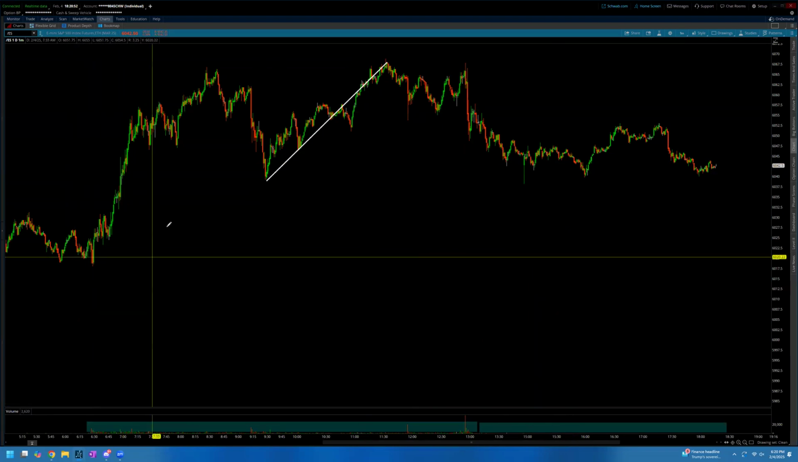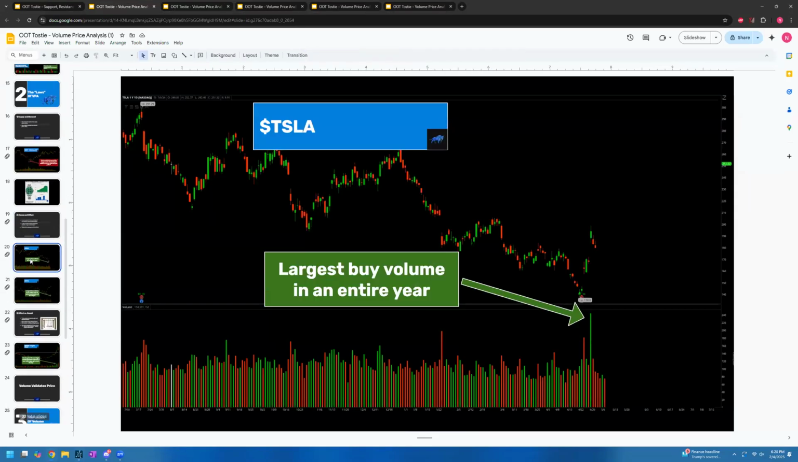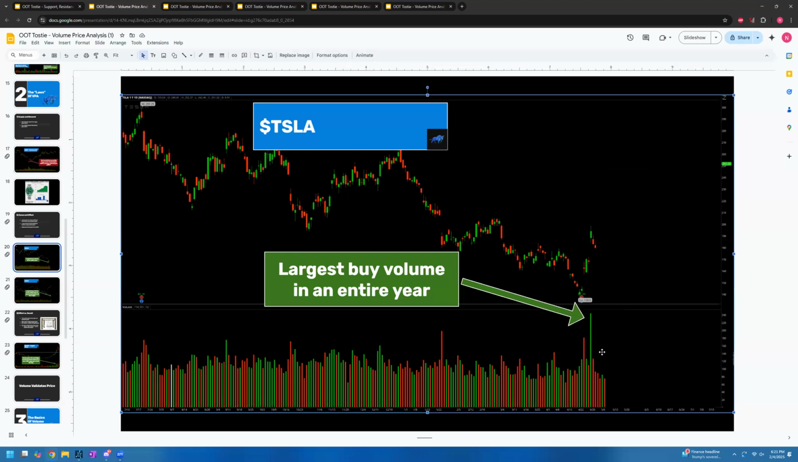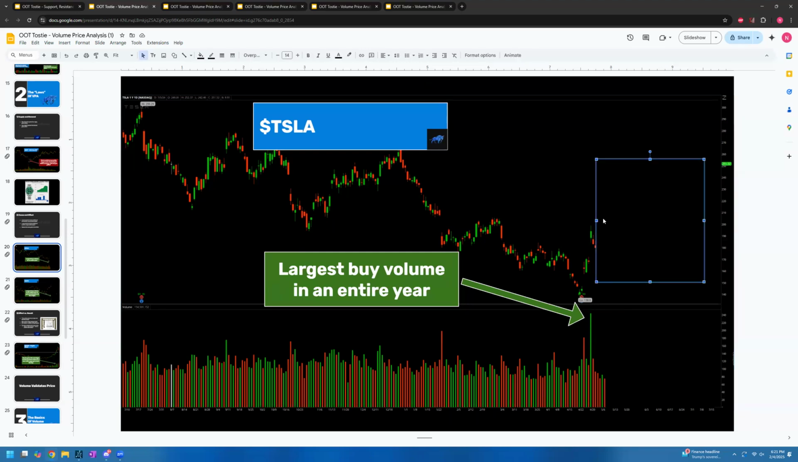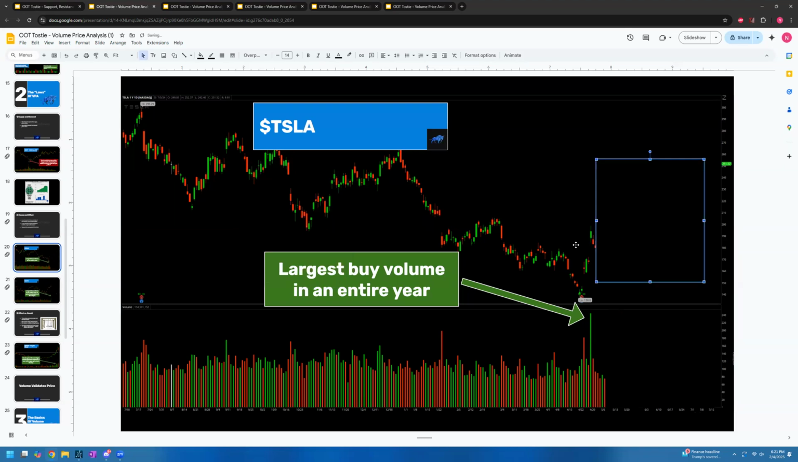Anyway, volume is the cause, price is the effect. And that's the second law of VPA. And you can kind of see, if we look back to this example on Tesla, I blocked it out. Largest buy volume in the entire year. If you look throughout this entire period, this buy bar was the most significant. Look at what happened after that. Price basically doubled from that point.